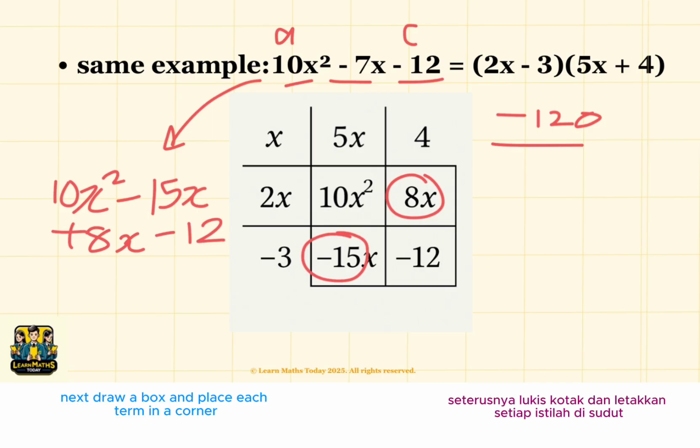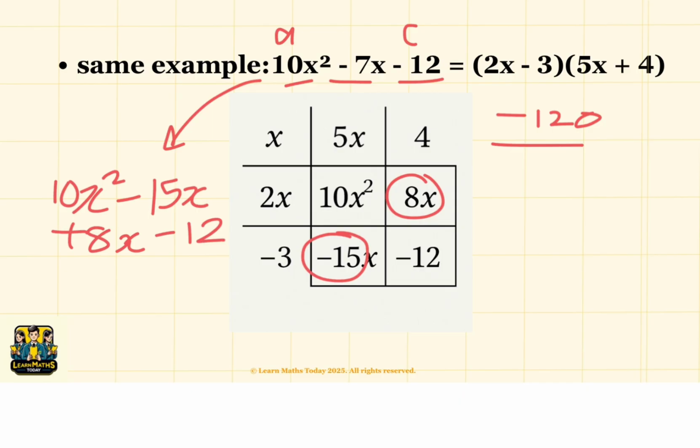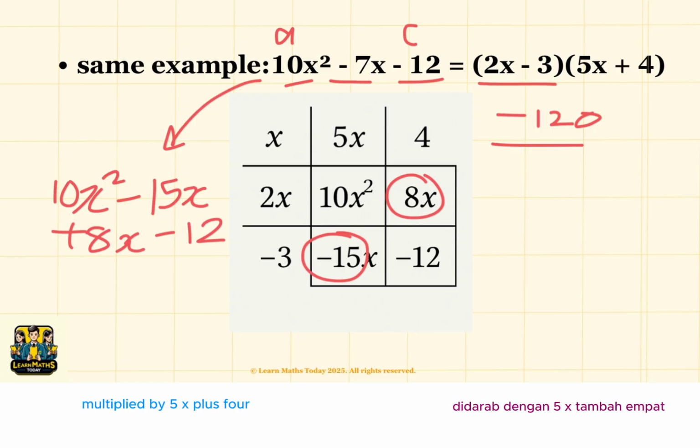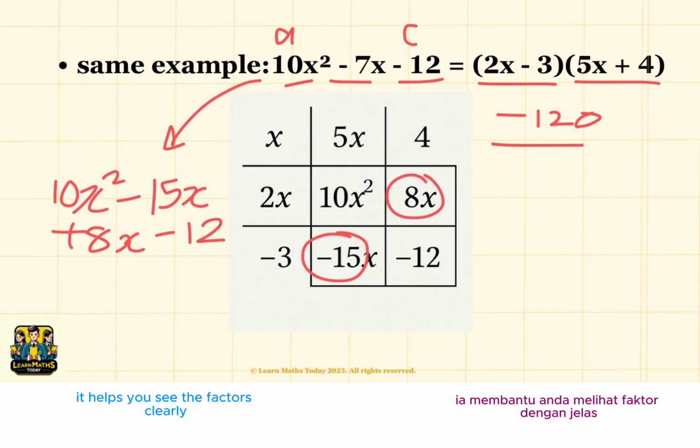Next, draw a box and place each term in a corner. Find what's common across each row and column. The common brackets are then 2x minus 3 and 5x plus 4. So the factorized form is 2x minus 3 multiplied by 5x plus 4. That's how the square method works. It helps you see the factors clearly.